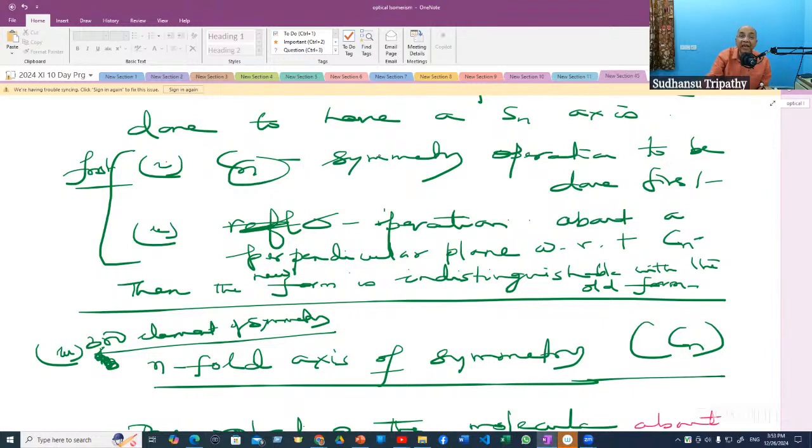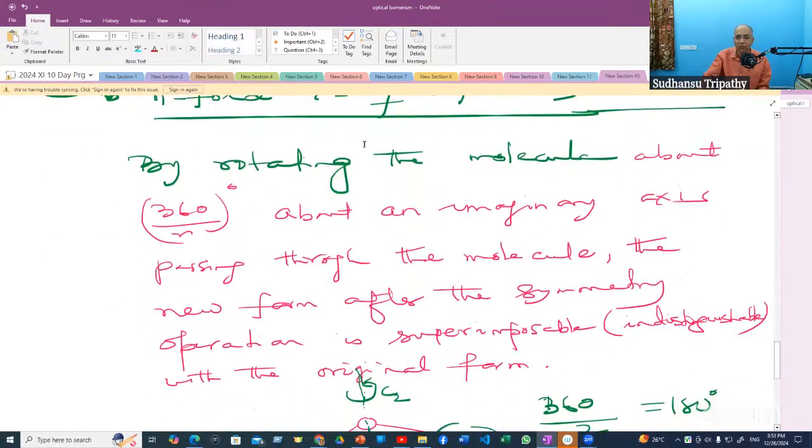So methane has an S4 axis. This is not called C4. Methane doesn't have a C4 axis. It has an S4 axis: C4 followed by a perpendicular sigma operation that gives you an indistinguishable form, and that is called S4 axis.